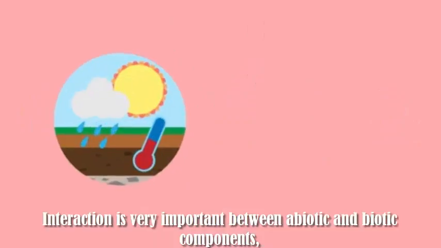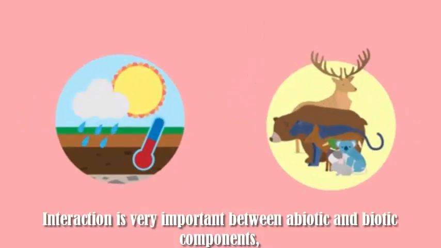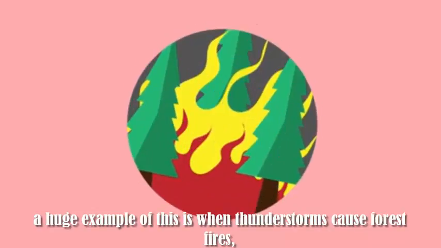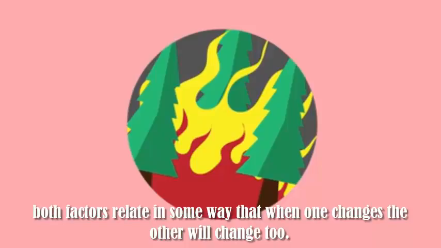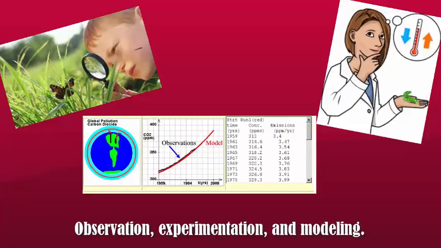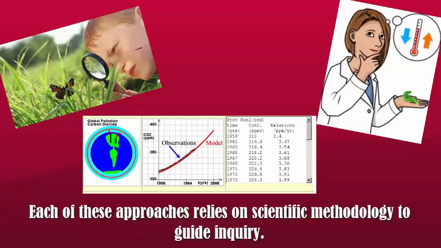Interaction is very important between abiotic and biotic components. A huge example of this is when thunderstorms cause forest fires. Both factors are related in some way, so that when one changes, the other will change too. Modern ecologists use three methods in their work: observation, experimentation, and modeling. Each of these approaches relies on scientific methodology to guide inquiry.